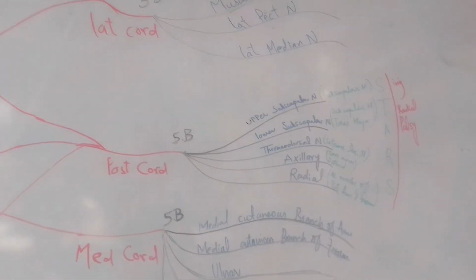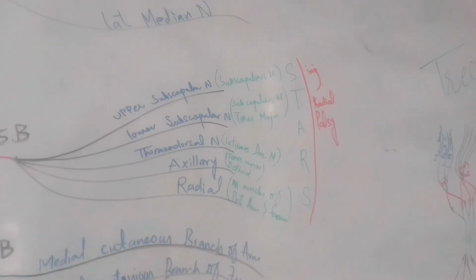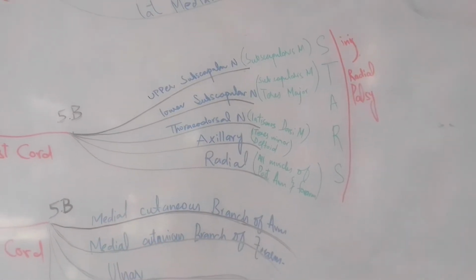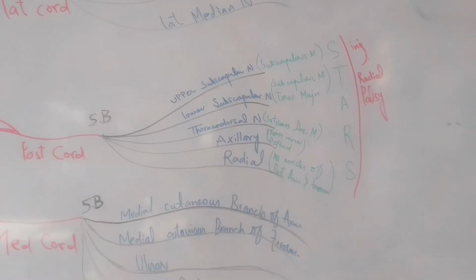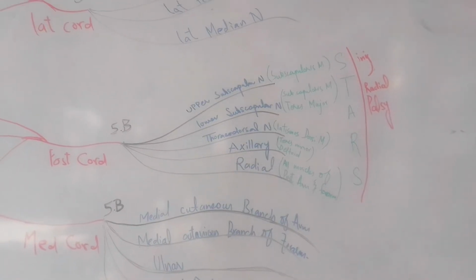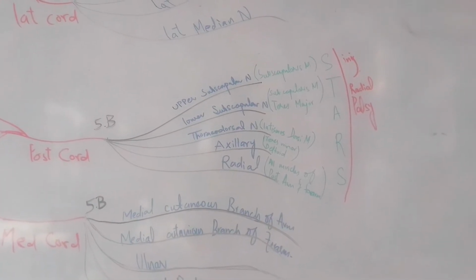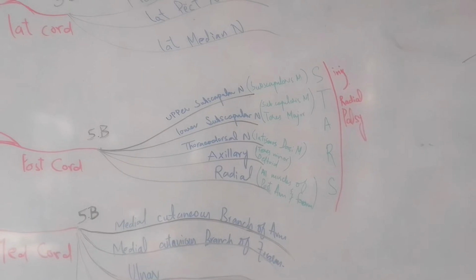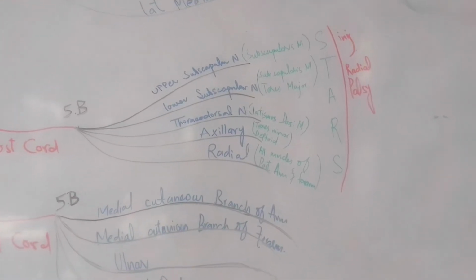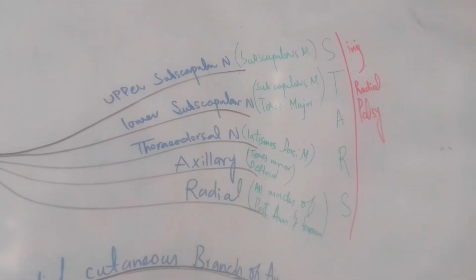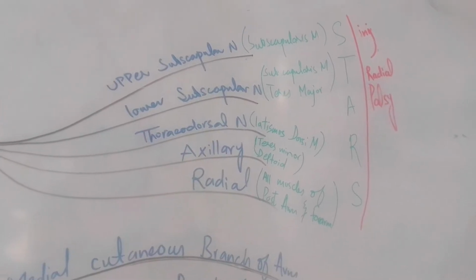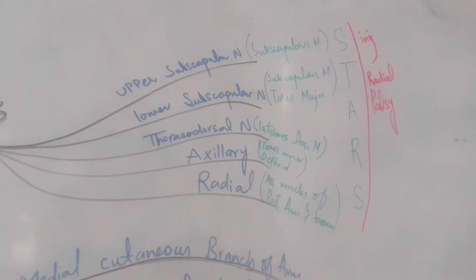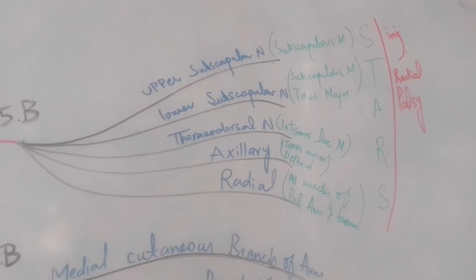5 branches originate from the posterior cord. These can be remembered by the mnemonic STARS. S means upper subscapular nerve. T means thoracodorsal nerve. A means axillary nerve. R means radial nerve. S means lower subscapular nerve.